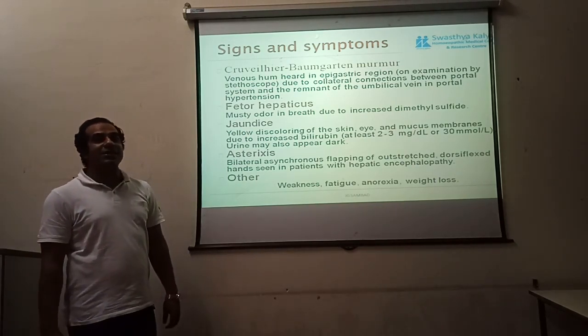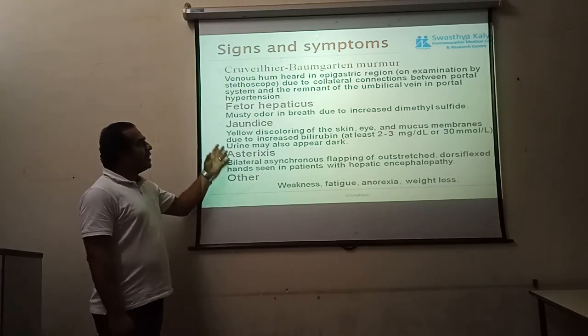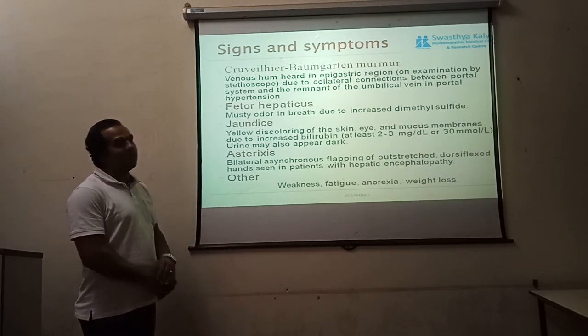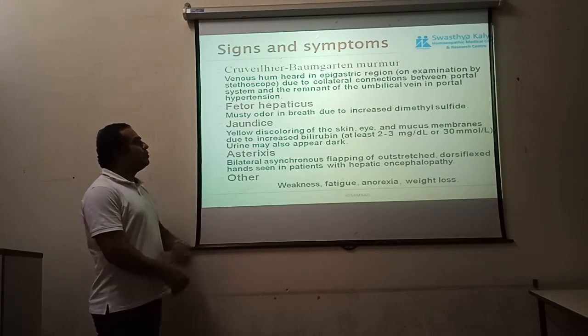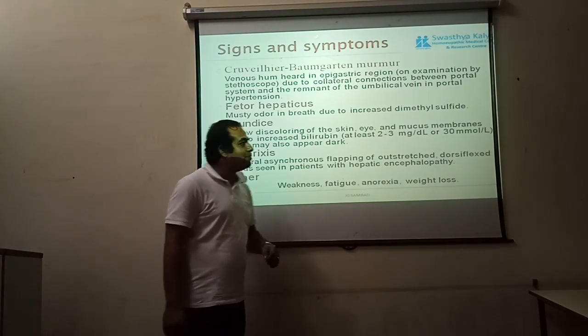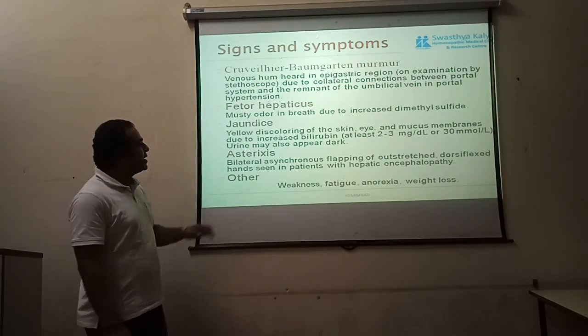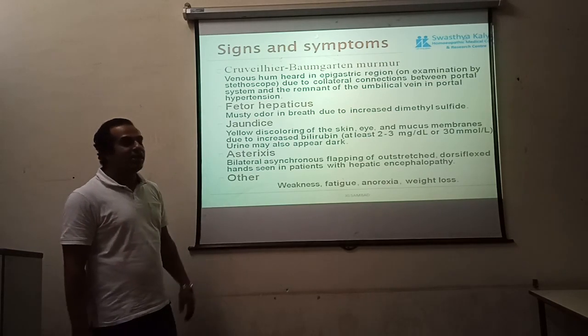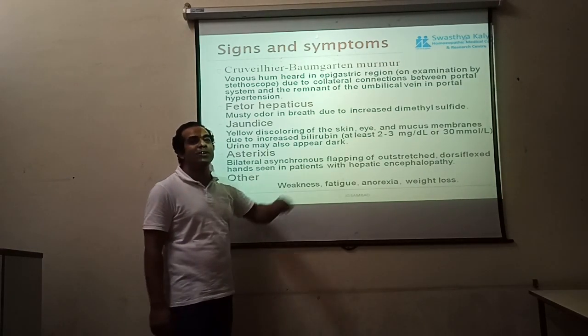Also, you can find certain symptoms of jaundice. Yellow discoloration of the skin, eye, particularly the sclera, and mucous membrane due to increased bilirubin, at least 2 to 3 milligrams per deciliter or 30 micromoles per liter. Urine may also appear dark due to the presence of urobilinogen.